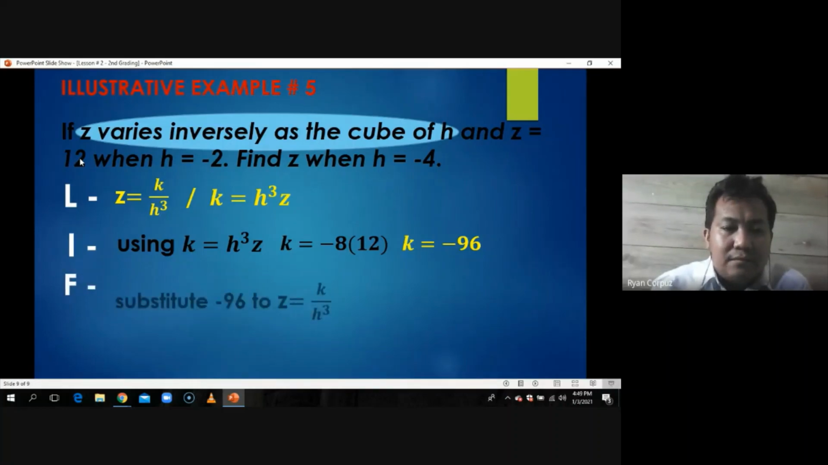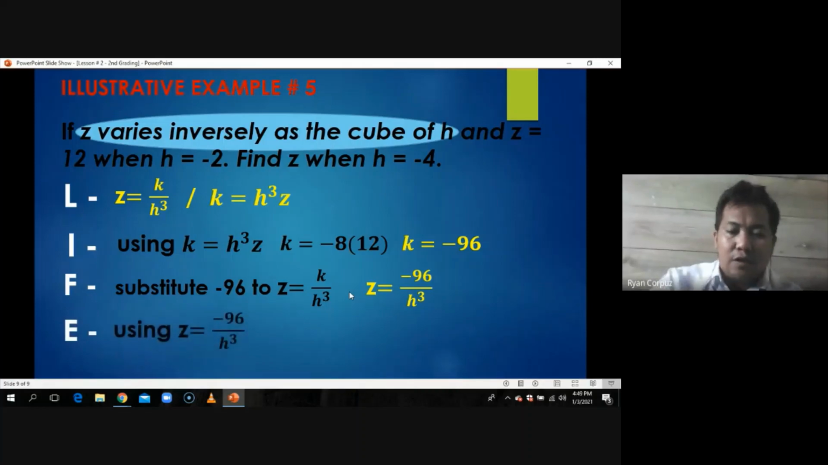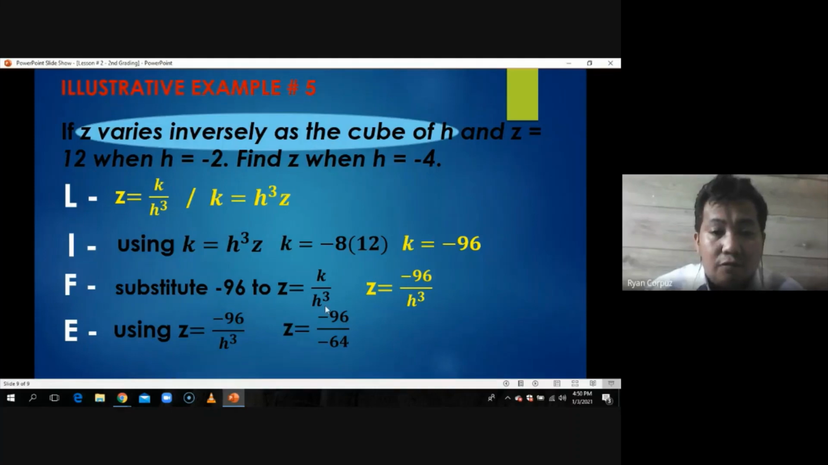Then using that value of K na negative 96, substitute it to Z is equal to K over H cube. So magkakaroon tayo ng Z is equal to negative 96 over H cube. And using that new form equation, find out now what is asked in the problem. So find Z when H is equal to negative 4. So Z, it was already isolated, so mas madali na lang. So we'll come up with Z is equal to negative 96 over negative 64.